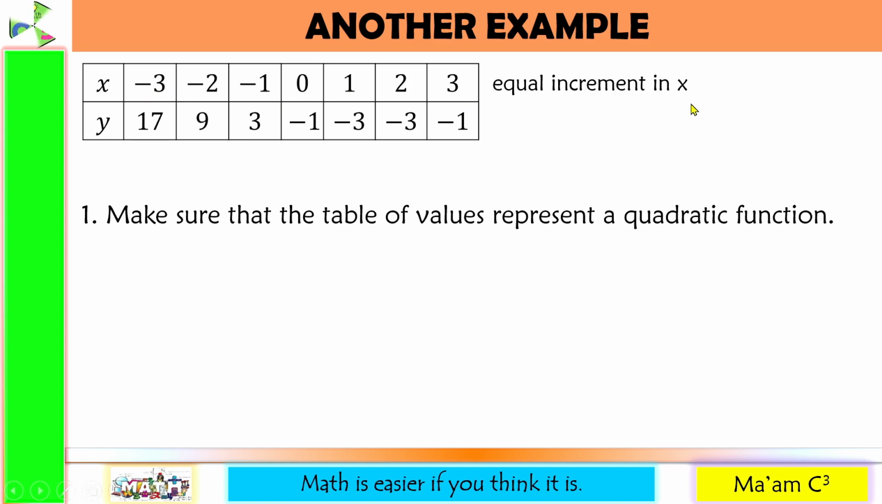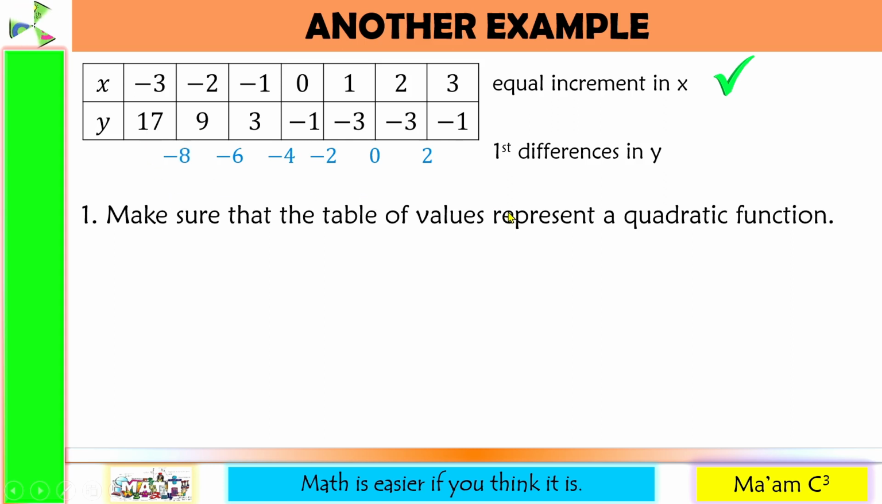So this is check. Next one, we're going to get the first differences in y. Negative 1 minus negative 3 is 2. Negative 3 minus negative 3 is 0. Negative 3 minus negative 1 is negative 2. Negative 1 minus 3 is negative 4. 3 minus 9 is negative 6. 9 minus 17 is negative 8.